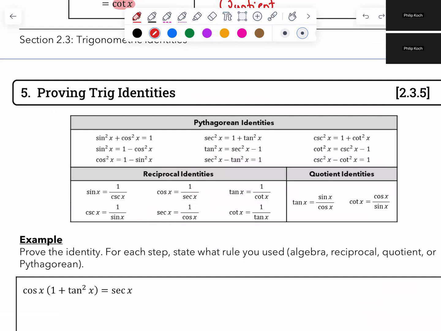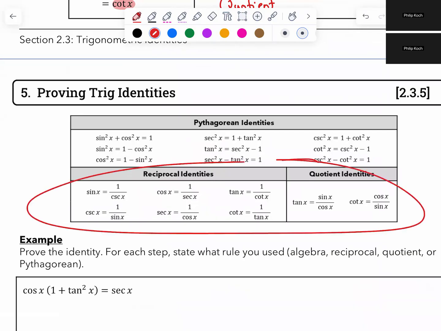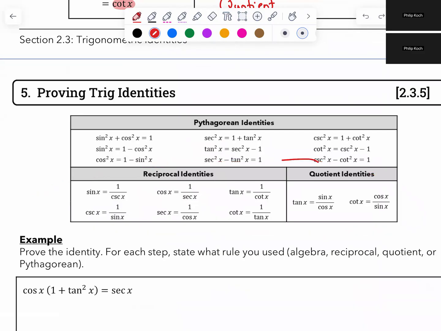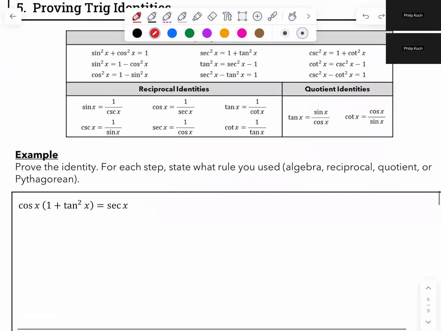Once again, I'm not going to provide the reciprocal identities. These things are so core to trigonometry. You just need to know them. You've used them so many times at this point, and you will continue to use them so many times that they just become second nature. So we're going to start proving these types of things. Cosine times 1 minus tangent squared x is equal to secant of x.